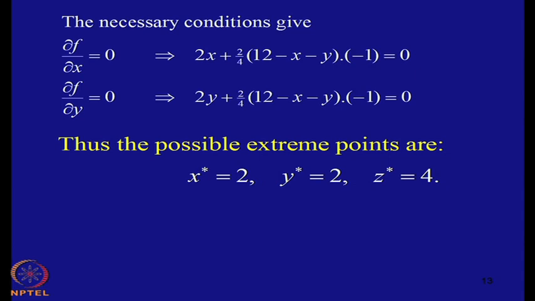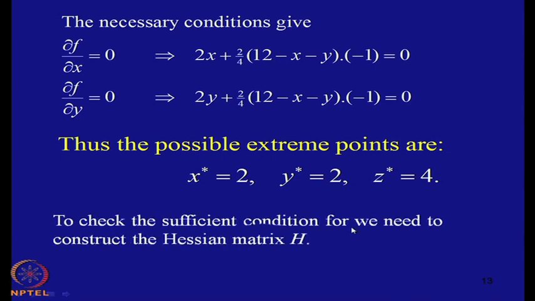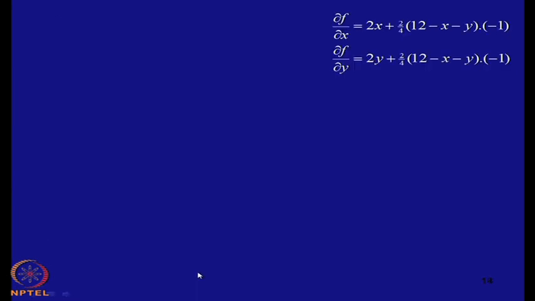Now, we want to confirm whether this point is a minimum or not. For that we need to go for the second order partial derivative, rather we need to check the property of the Hessian matrix H. That is the sufficient condition for us.